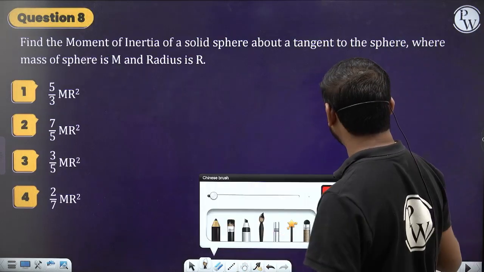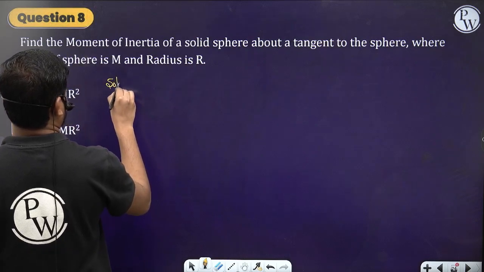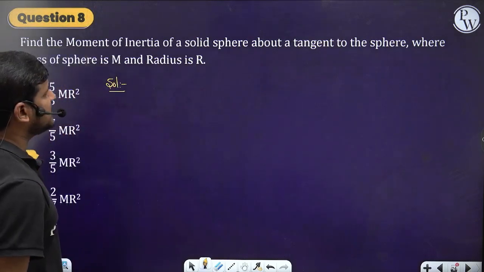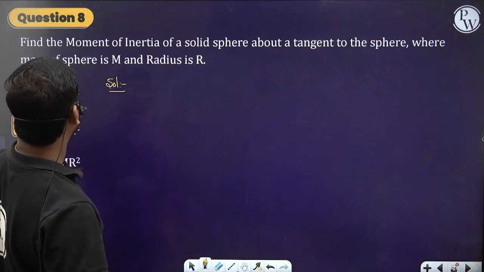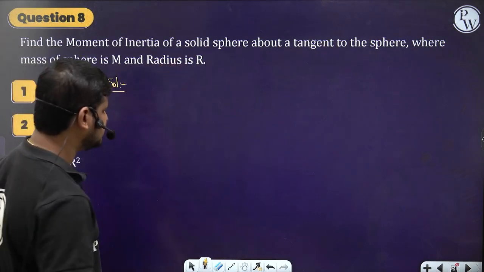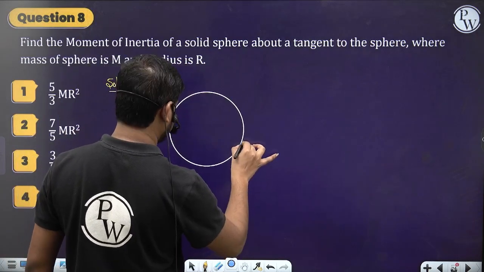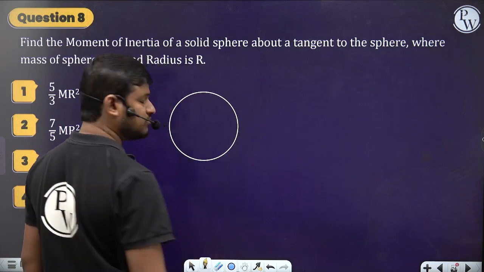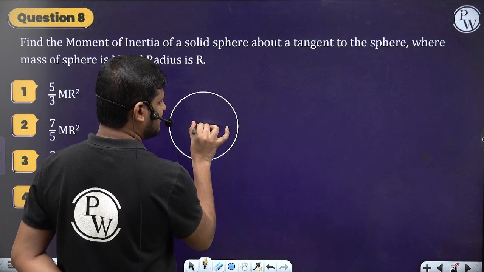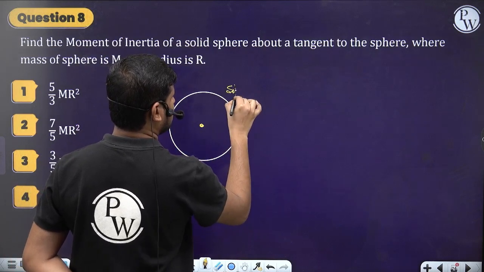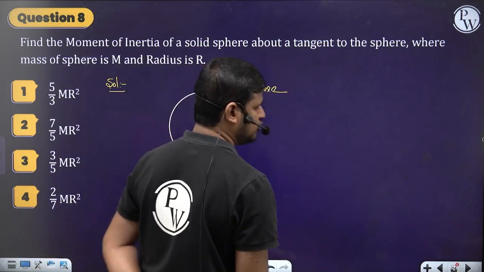Can you guys take this as the homework? Find the moment of inertia of a solid sphere about a tangent to the sphere where mass of the sphere is m and radius is r. They are saying solid sphere. This is the sphere. First thing is, for the solid sphere, what is the moment of inertia about its center, about its perpendicular axis? 2 by 5 mr square.